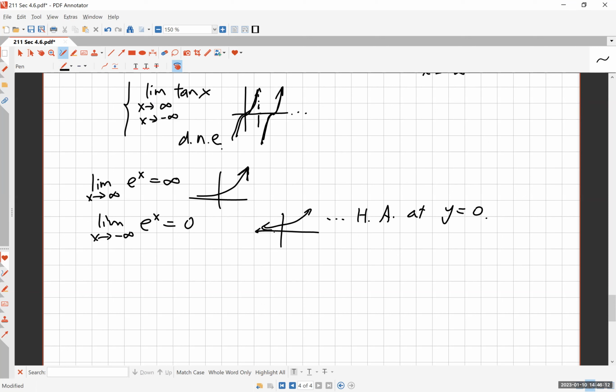And remember what an asymptote is. It's a line that gets closer and closer to the graph, so that the distance between those two approaches 0 as the points go away from the origin. And that's exactly what's happening.